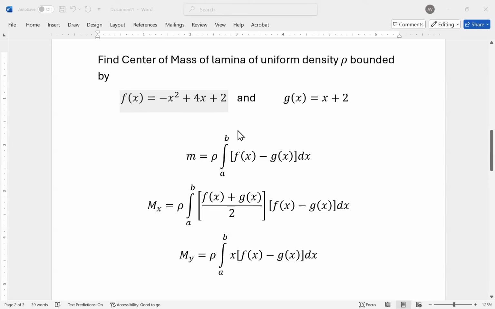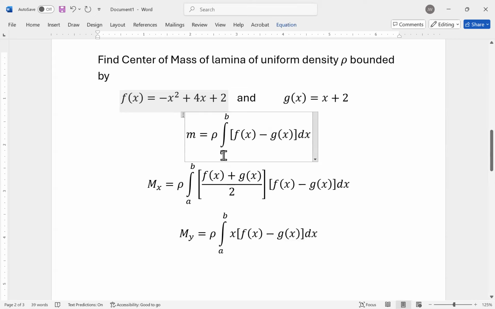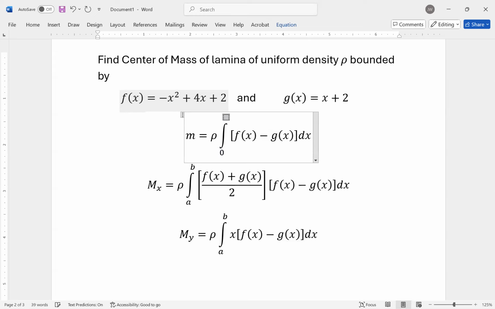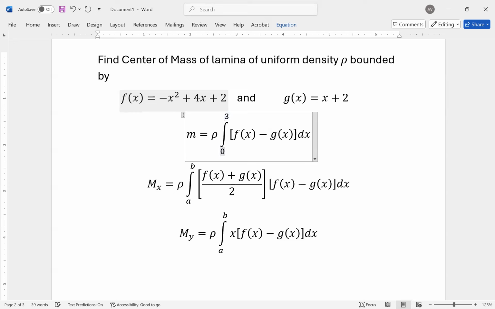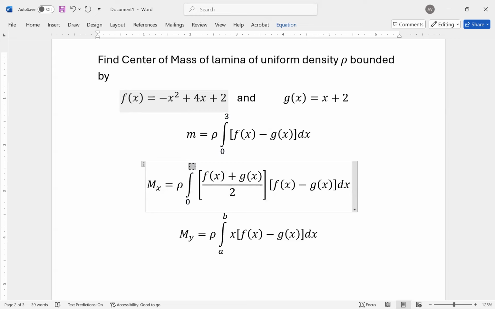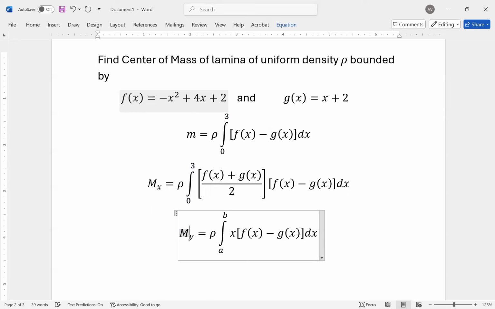So now we're ready to plug in what we need into the formulas. Again, x values are going from 0 to 3. And that's going to happen on each and every integration, both my moments and also my mass. So integrations are always going from 0 to 3 in this example.